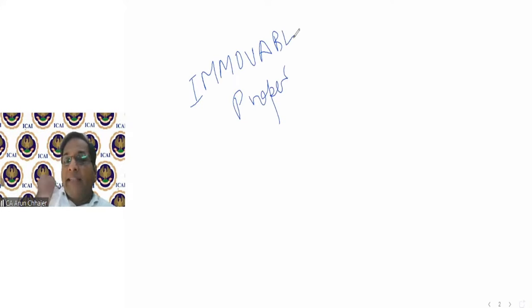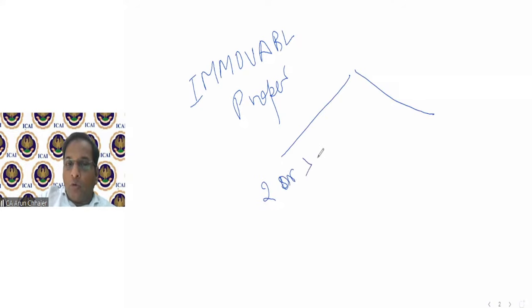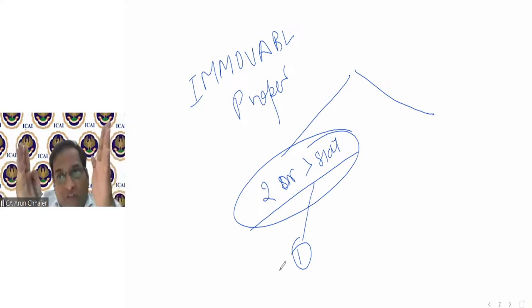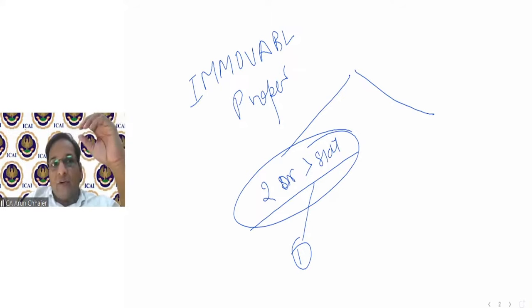If the service is with respect to immovable property, and that property is in more than one state, in two or more states, what would be the first priority to apportion the value? What would be the base to apportion this value when the property is in more than one state?